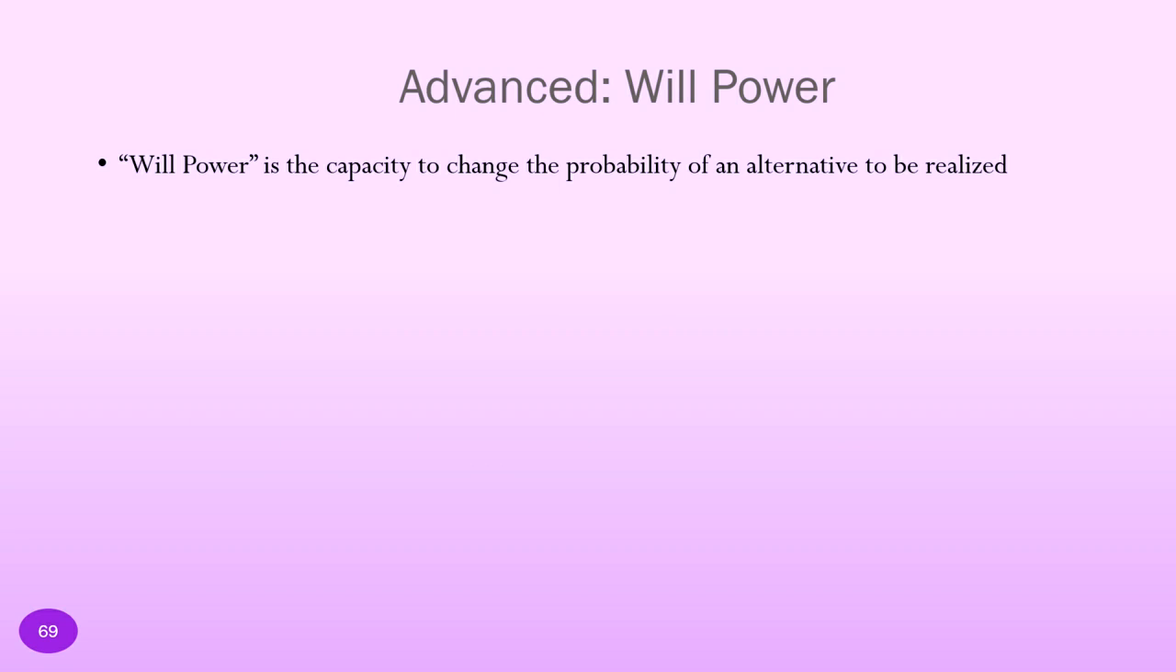Okay, now we talked about willpower before, now we're going to get a little bit more technical. So willpower is the capacity to change the probability of an alternative to be realized. And this is how we would calculate it. So the willpower of person I on the jth person's experience, and by the way, if J is equal to I, then we're talking about the impact on basically our own experiences.